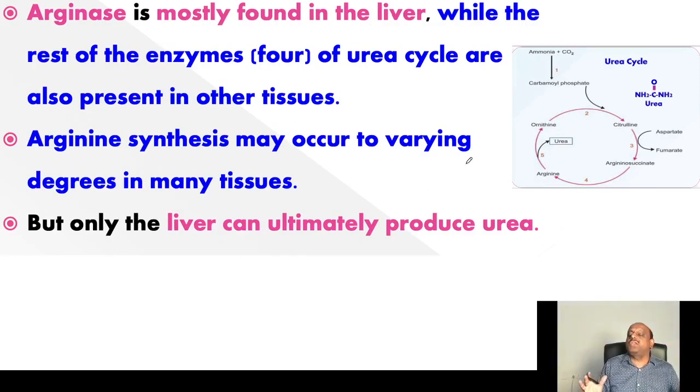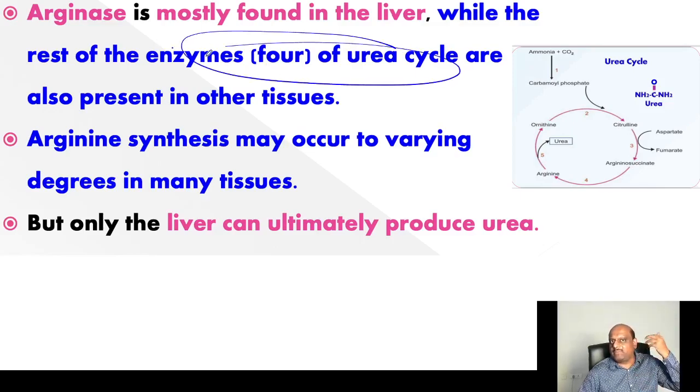So where do you find this arginase? Arginase is found in the liver. Whereas all the remaining 4 enzymes of the urea cycle are present in all other tissues. That is the reason, because only liver has arginase. That's the reason only in the liver when the arginase functions, urea is produced. That's the reason urea cycle enzymes are present everywhere, but arginase is present only in the liver. That is the reason urea ultimately is produced only in the liver, because arginase is there only in the liver.